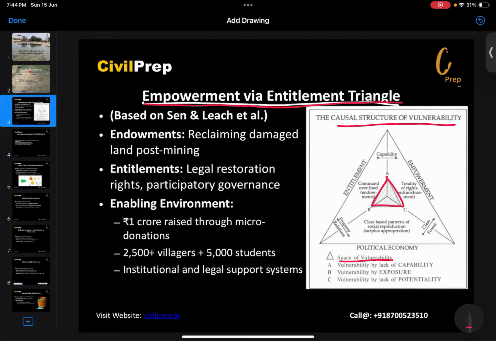So this makes them vulnerable. When the forest degrades, it makes these people vulnerable here. So the first thing is the entitlement, majorly the entitlement of land which is associated with food.